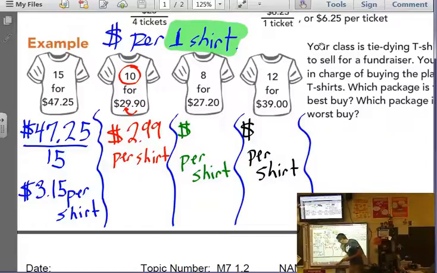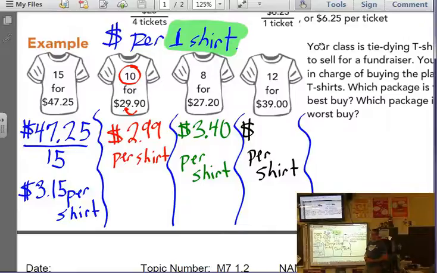Kylie, what about my third? If I do 27.20 divided by 8, what do you got, Miss Cannon? Well, can you do the division for me? You got a calculator, right? So that becomes $3.40. So we've got to put it in financial form.